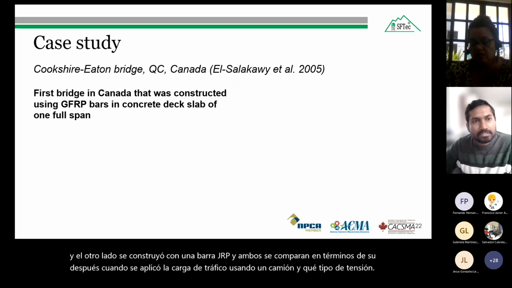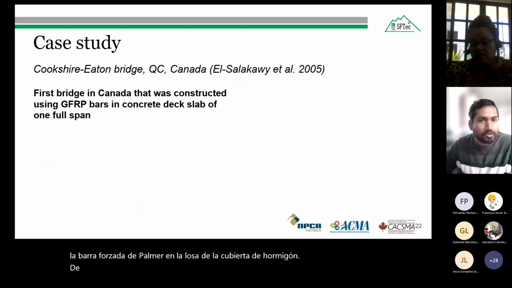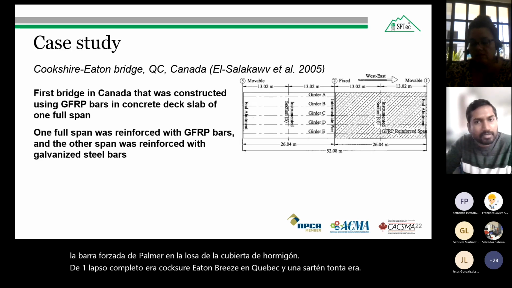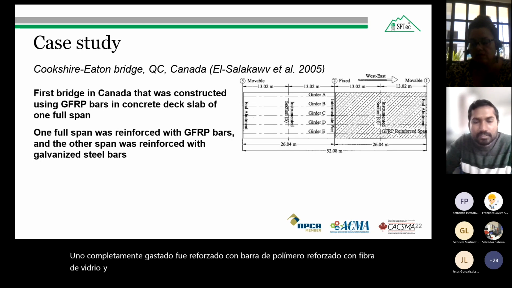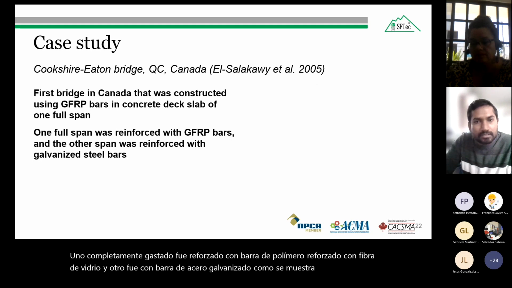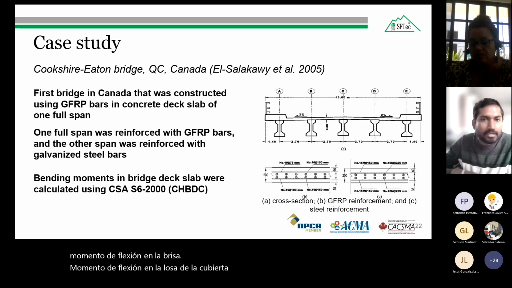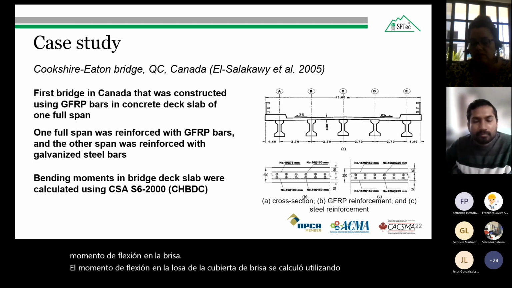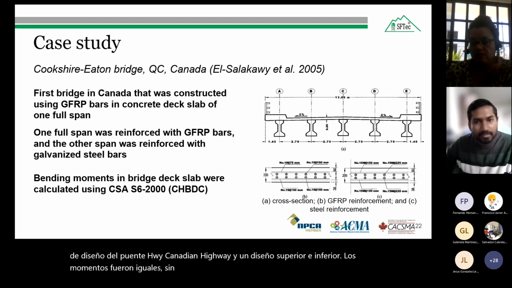The first bridge in Canada that was constructed using glass fiber reinforced polymer bar in a concrete deck slab was the Cookshire-Eaton Bridge in Quebec. One full span was reinforced with glass fiber reinforced polymer bar, and the other was with galvanized steel bar, as shown in the figure. Bending moments in the bridge deck slab were calculated using the Canadian Highway Bridge Design Code, and the top and bottom design moments were equal. However, the glass fiber reinforced polymer bar requirement was different.